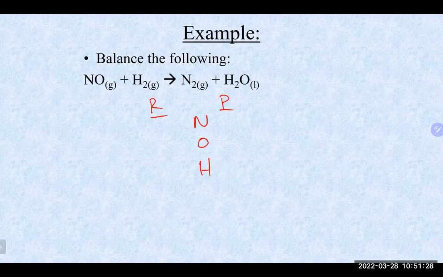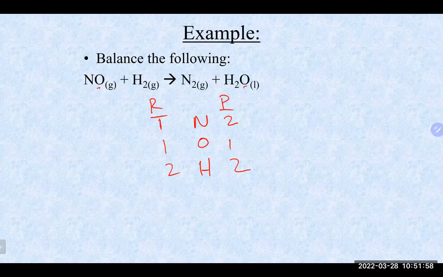So looking on the left-hand side, we've got 1 nitrogen. Right-hand side, we have 2 nitrogens. Left-hand side, we have 1 oxygen, which is obviously right here. Right-hand side, we've got 1 oxygen, which is right there. Left-hand side, we have 2 hydrogens, and right-hand side, we have 2 hydrogens. So again, this helps you focus in on where you should start. Clearly everything is balanced except for nitrogen. So that seems like a very good place to start.